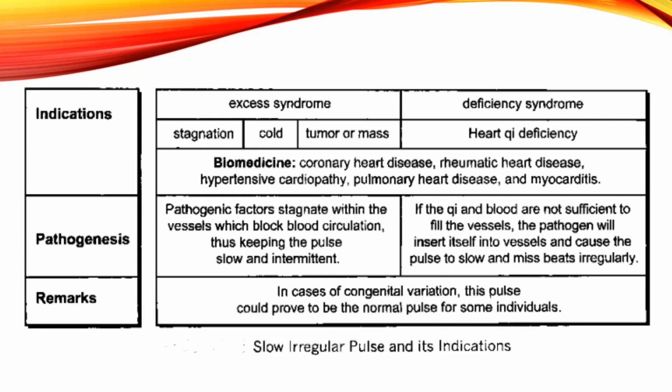In biomedicine, ito po yung may mga sakit na coronary heart disease, rheumatic heart disease, so yung mga sa puso. Merong hypertensive cardiopathy, pulmonary heart disease, and myocarditis. So, ang paliwanag po, pathogenesis. Yung pathogenic factors stagnate within the vessel, with blocked blood circulation. So, yun yung mga sanhi ng sakit, nandun po sa blood vessel natin. Kaya, hindi makadaloy ang dugo ng maayos. So, thus keeping the pulse slow and intermittent.